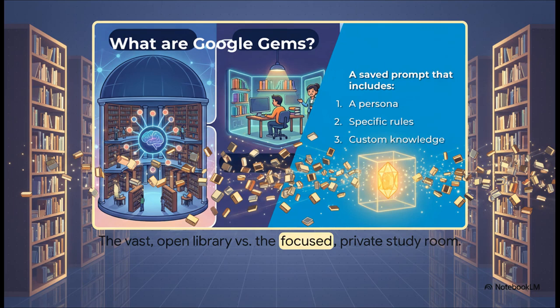And this image just nails that challenge, doesn't it? On the left, you've got that huge infinite library. It's incredible. But for actual focused learning, what educators and students really need is that private study room on the right. So the question is, how do we get there? How do you actually focus all that AI power?